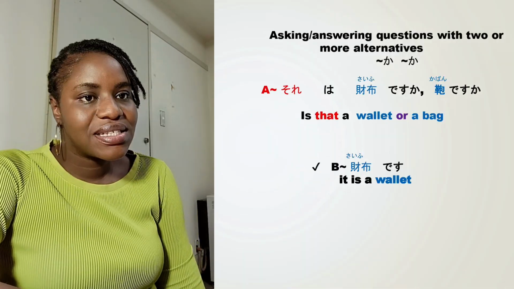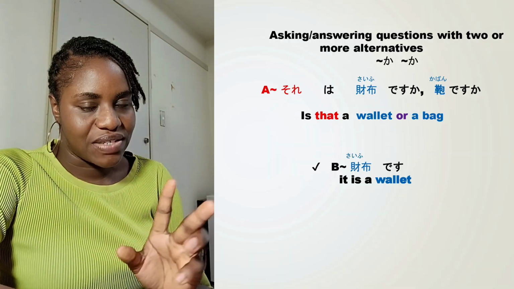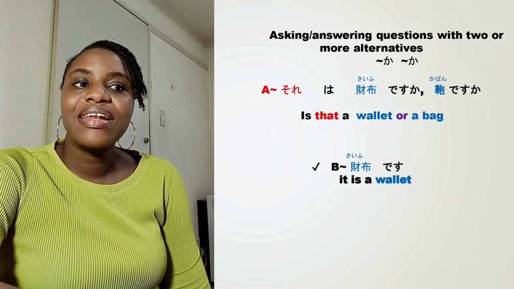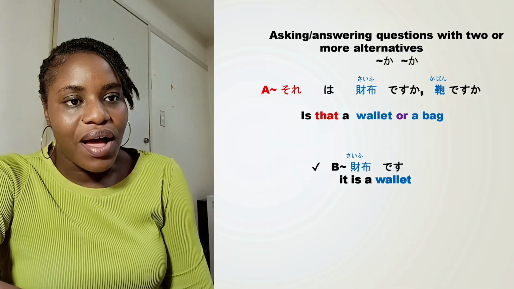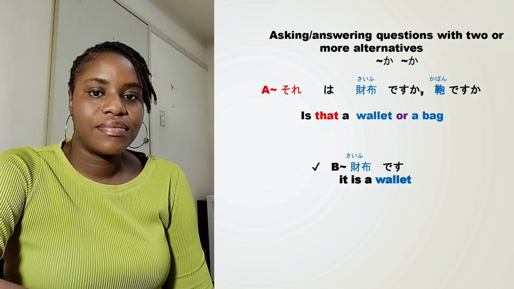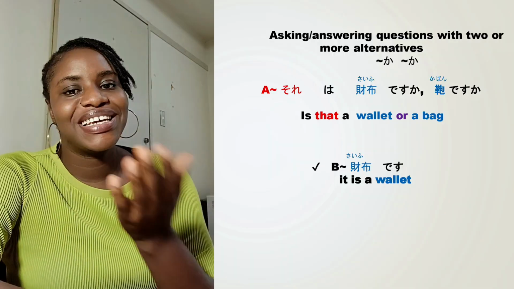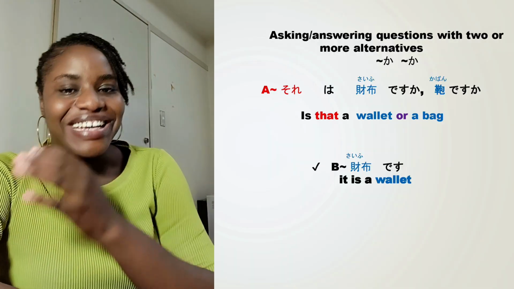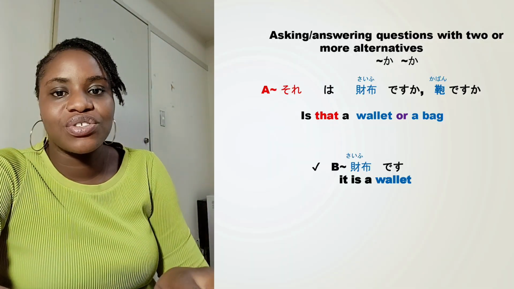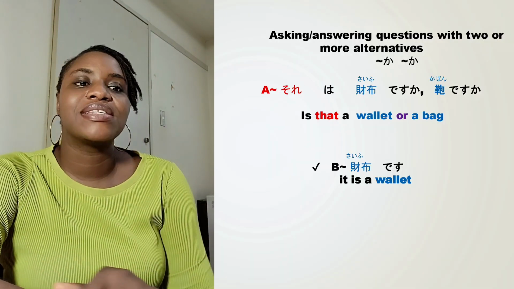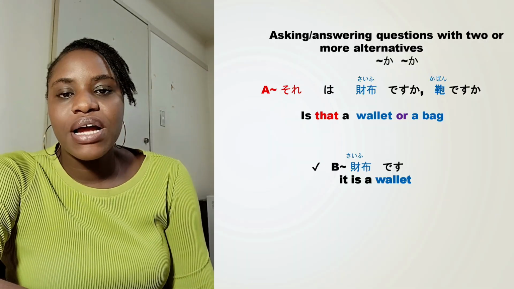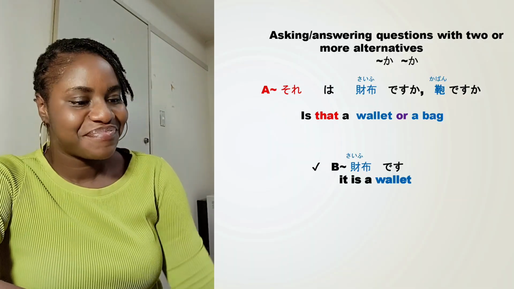This has to do with asking and answering questions that have two or more alternatives. 例えば、それは財布ですか? カバンですか? Is that a wallet or a bag? So there are two alternatives now. You can't just say hai, so, or iie chigaimasu. You need to specify what it is. So this is not a yes or no question. It's you picking from the alternatives what the answer is. So the answer could be saifu desu. But if it's a bag, you can just say kaban desu. As simple as that.